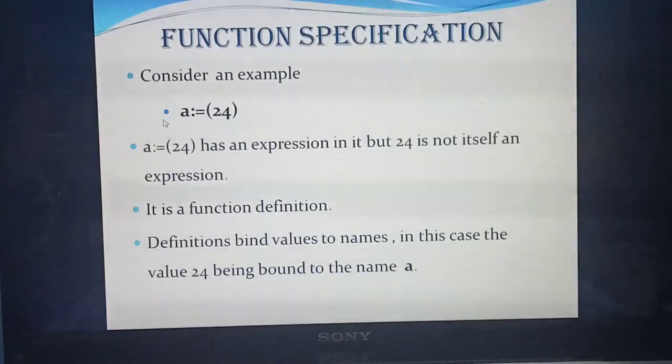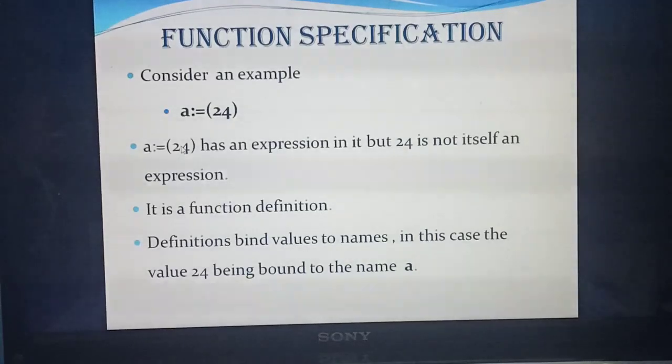Likewise we can read A colon equal to 25 also as an expression. Understood? Consider here you are simply giving the value 24. If you are not giving A colon equal to 24, and simply give the value alone, 24, then you cannot say that it is an equation or expression. But A colon equal to 24 you can say is an expression.